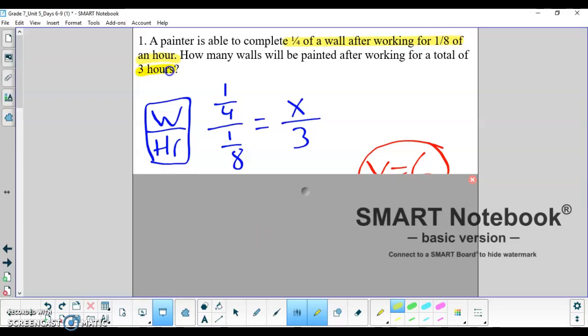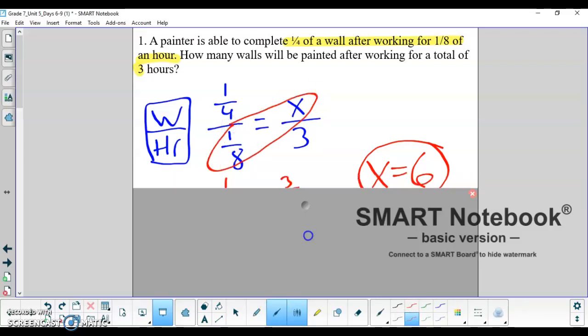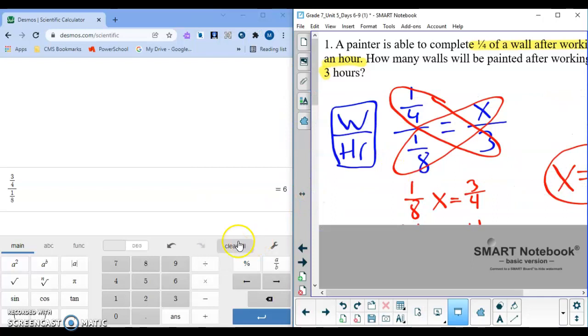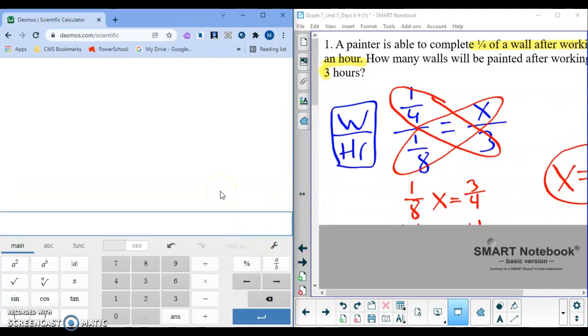The number 3 hours is in a sentence all by itself, so I plug that in on the bottom since I had hours on the bottom, and I'm going to put an X on top. From there, I'm going to cross multiply 1/8 times X. Remember, my calculator won't help me with that. And then when I do 1/4 times 3, remember, calculator's default is to give it to you as a decimal. So we want fractions.